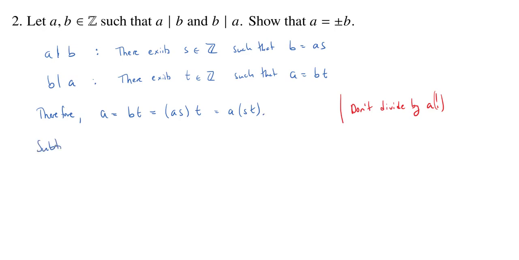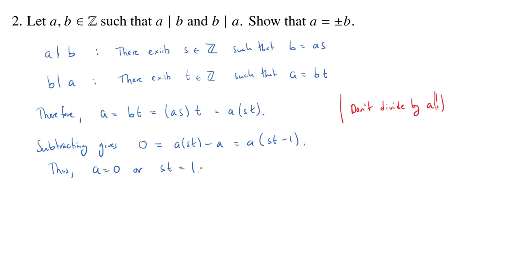So subtracting gives, okay, so I'll subtract the a to the other side. So I'll have 0 equals a times st minus a. And I can now factor out an a from there. And I'll have a times (st minus 1) is equal to 0. And now this is what's sometimes called the zero divisor property of the integers. We know that when you have a product equal to 0, one of the factors must be 0. So thus, a equals 0, or st minus 1 is 0, which would mean that st is equal to 1.